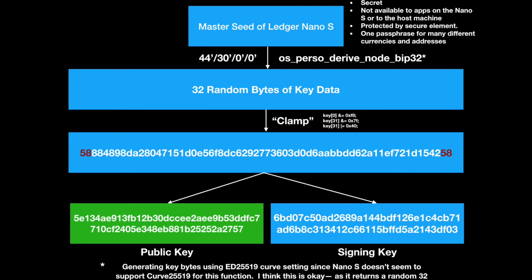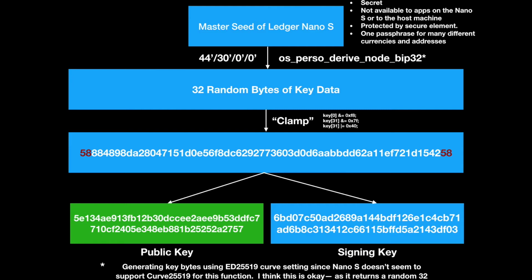Once you have your key data, a process called clamping flips a few bits in the first and last bytes to provide the actual key phrase, which is then passed to a curve 25519 algorithm to generate both your public and your signing keys. One note in the architecture of the Ledger Nano S SDK is that the OS Perso Derive Node BIP32 uses entitlements to prevent apps from generating keys that are not within their key space.